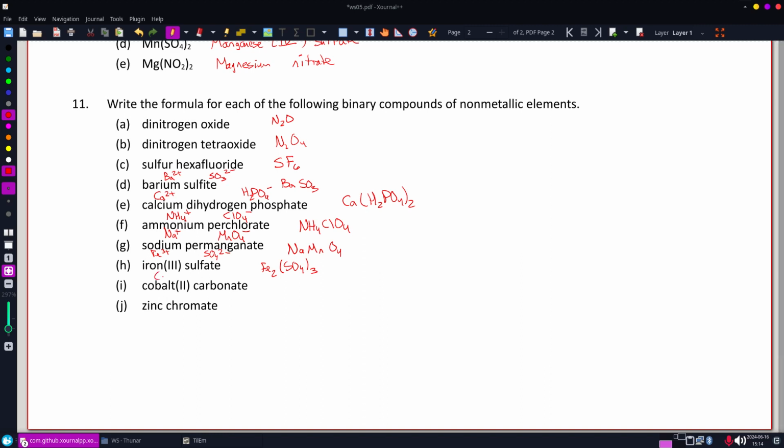Then we have cobalt 2 with carbonate. Carbonate is a 2-, so they're equal charges. So this is just going to be CoCO3. Then our final one, we have zinc, which is one of our fixed charges at zinc 2+.